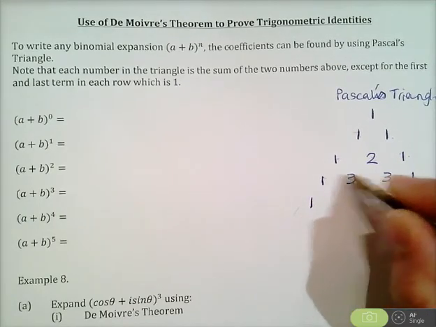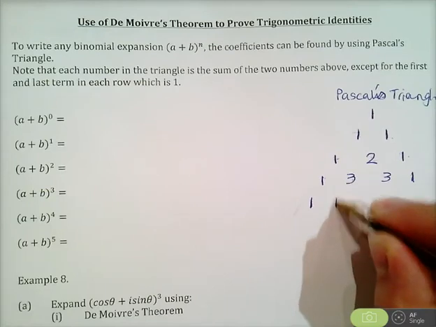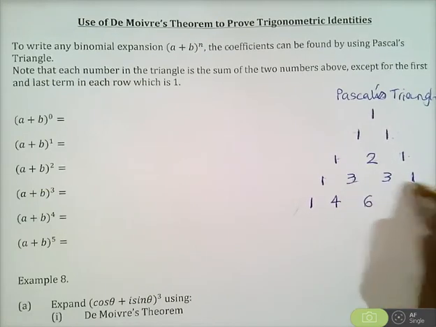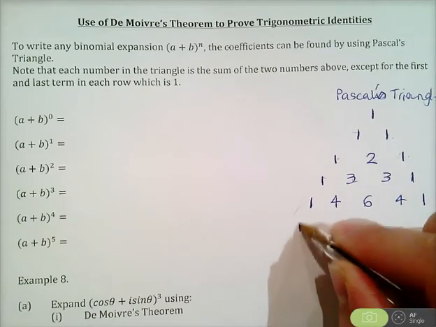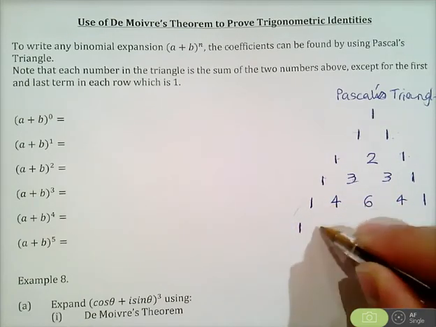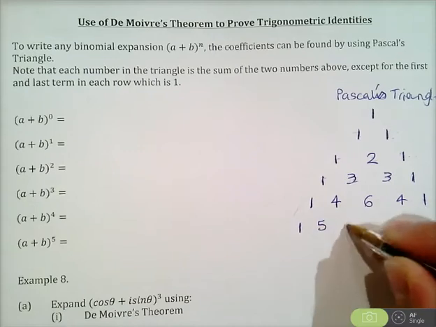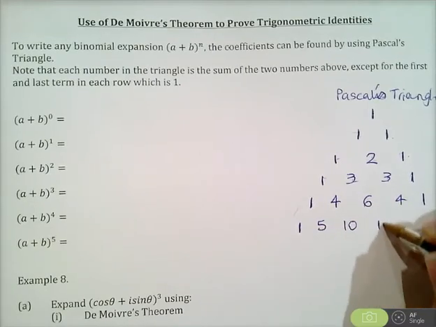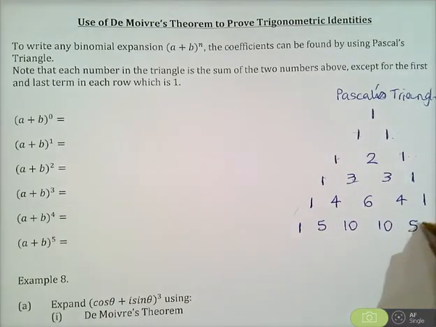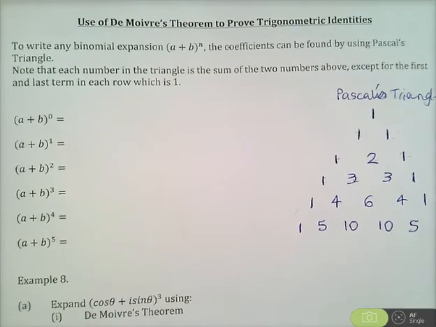Here I've got a 1, 1 plus 3 is 4, 3 plus 3 is 6, 3 plus 1 is 4, and a 1 on the end. And again here, a 1, then we've got 1 plus 4 is 5, 4 plus 6 is 10, 6 plus 4 is 10, 4 plus 1 is 5, and a 1. Now that is Pascal's triangle.